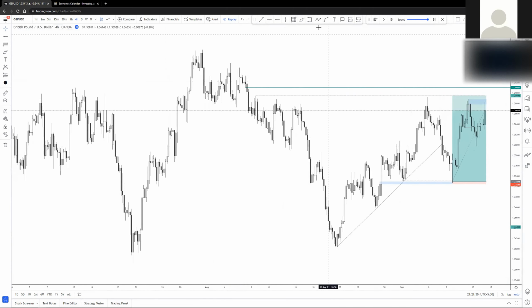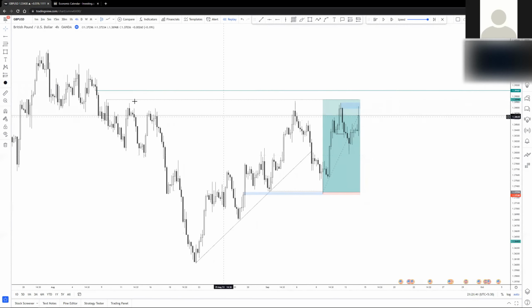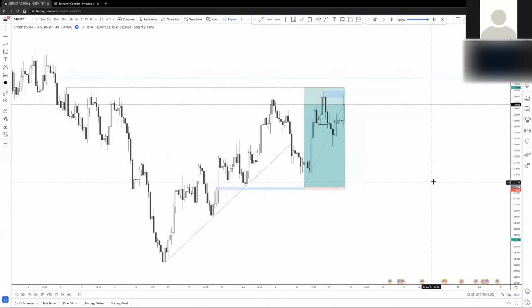And you know, ICT, this right here was a rejection block too. Okay, I'm sorry, not a rejection block, it's a mitigation block too. I'm sorry for that. So now we have the mitigation block, we have the imbalance, and most importantly, we have liquidity resting right below that.